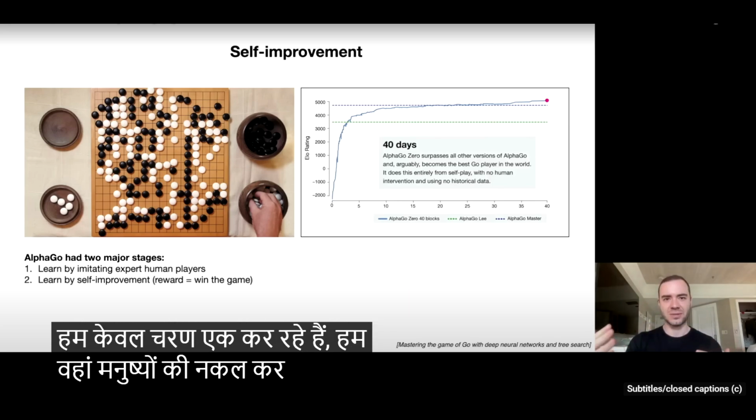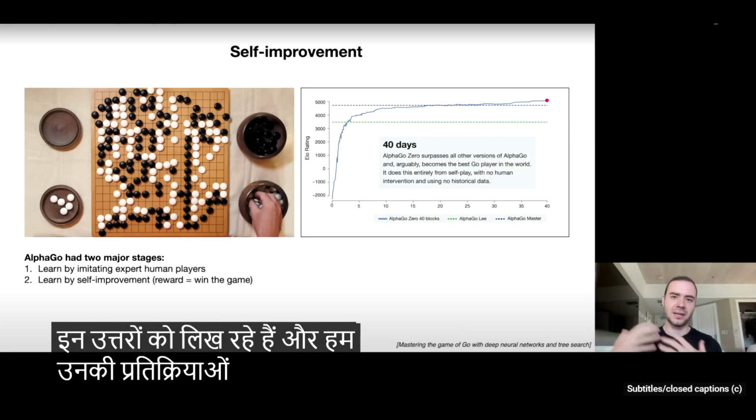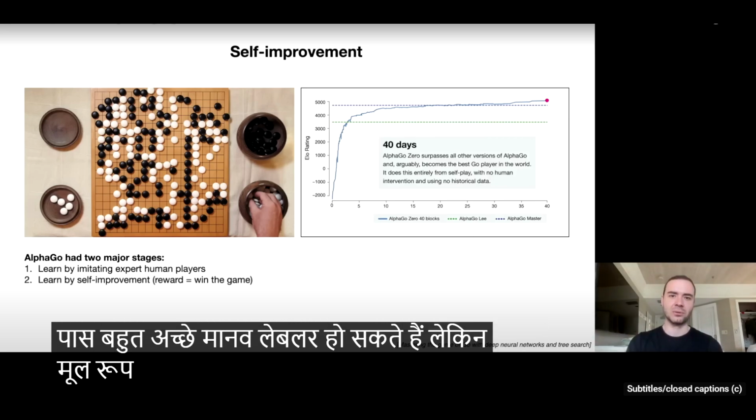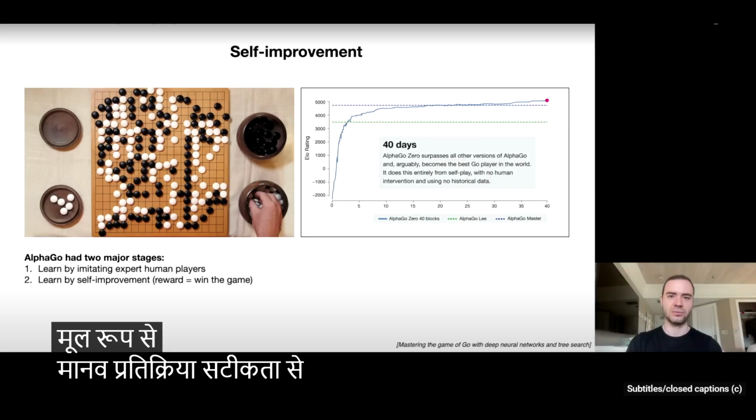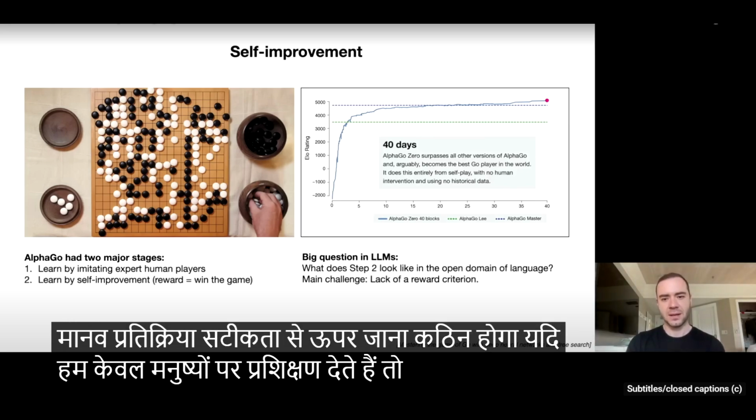We are imitating humans. As I mentioned, there are human labelers writing out these answers, and we're imitating their responses. And we can have very good human labelers, but fundamentally, it would be hard to go above sort of human response accuracy if we only train on the humans. So that's the big question.